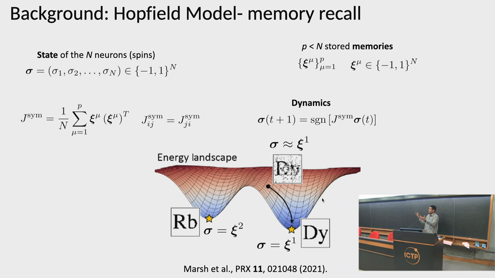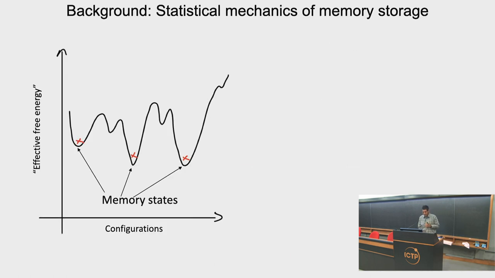So that's what associative memory looks like in this context, and the driving insight from Hopfield was to put this idea of memory in the context of spin glasses, in the context of energetic landscapes and statistical mechanics. So this is what Hopfield's model gives us.